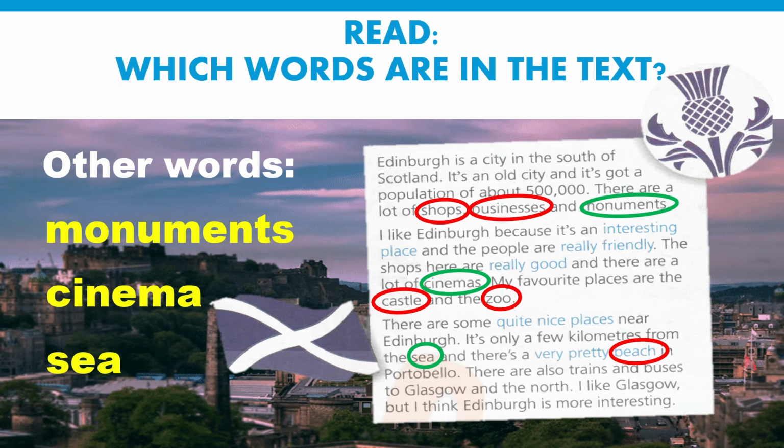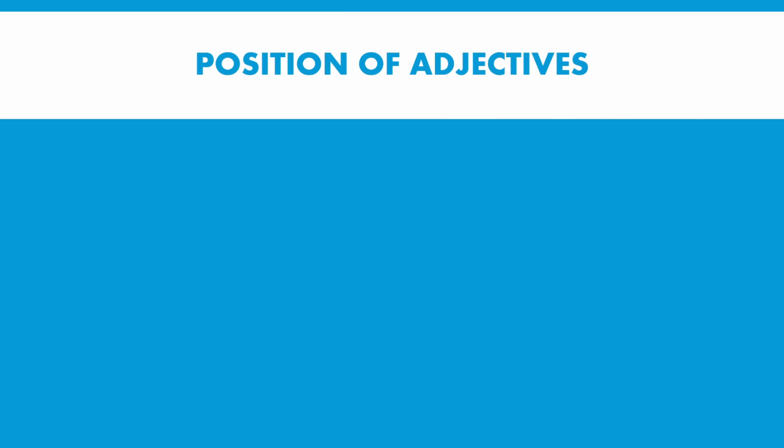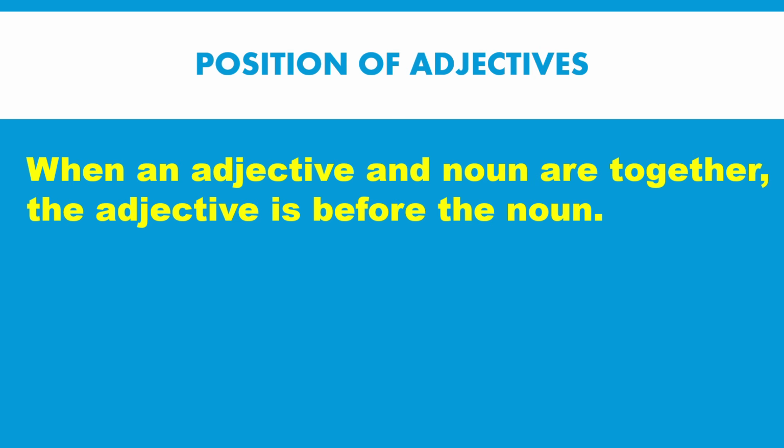If you look at the words in blue color, there is something that I want to revise with you first before we go to our final stage of our writing activity. What is it? It's about the position of adjective. Now, we really need to know how to place the adjective in a sentence, because if the adjectives are wrongly placed in a sentence, it will totally make the sentence not meaningful. When an adjective and noun are together, remember, the adjective is always before the noun. I repeat, before the noun.